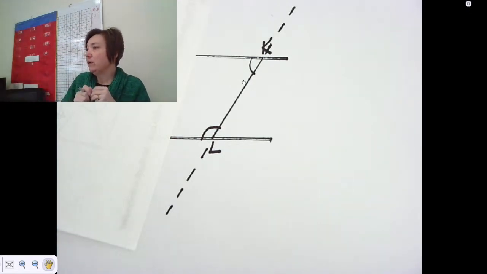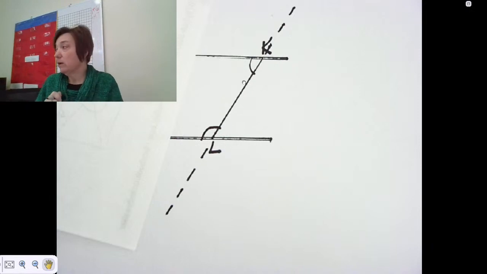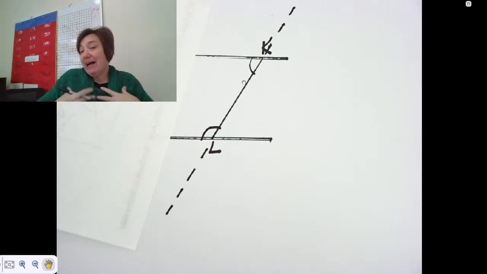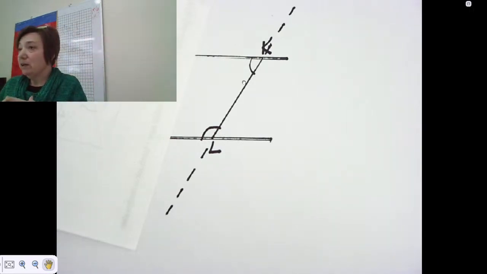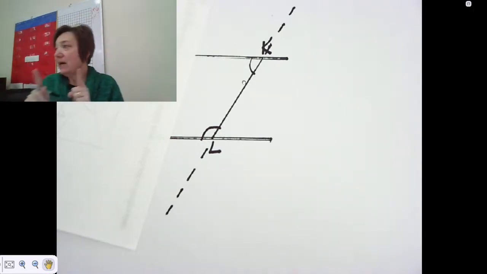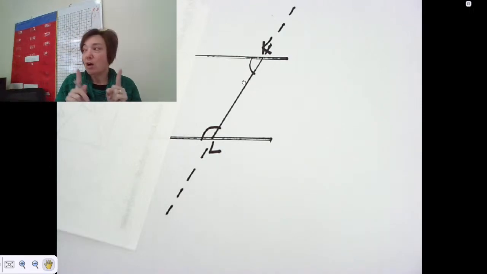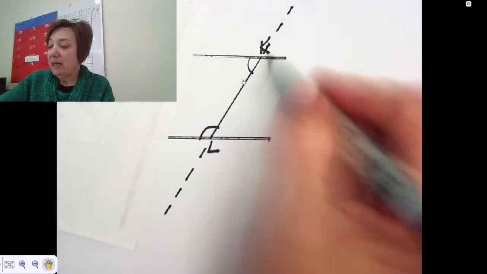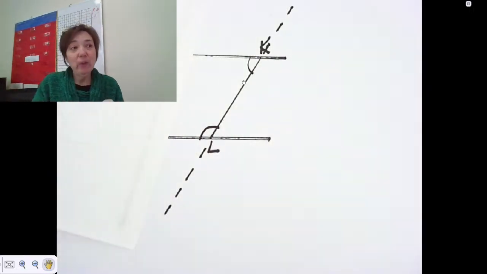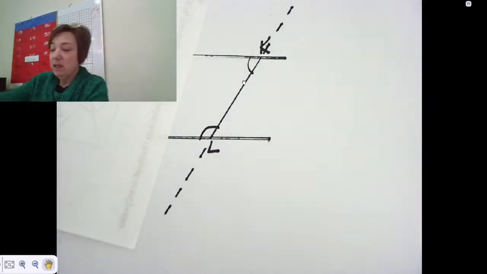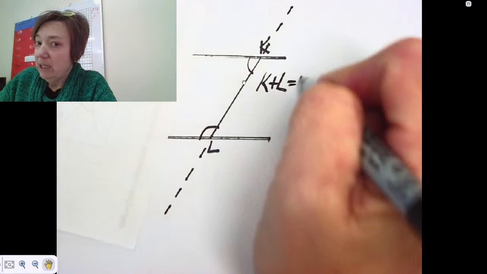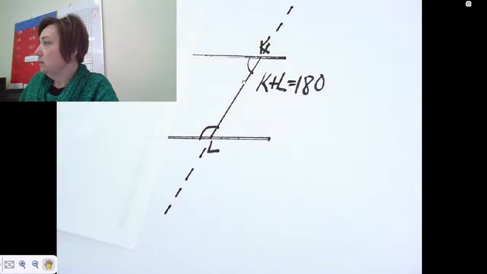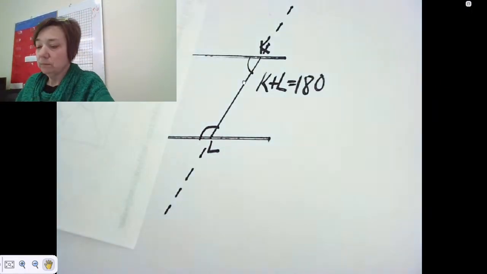Same side interior, also known as consecutive interior. So same side or consecutive. I prefer same side. It makes more sense to me. So same side interior, and we know that same side interior angles are supplementary. That means that angle K and angle L add up to 180 degrees. So angle K plus angle L equal 180 degrees. Right? We know that. Okay?